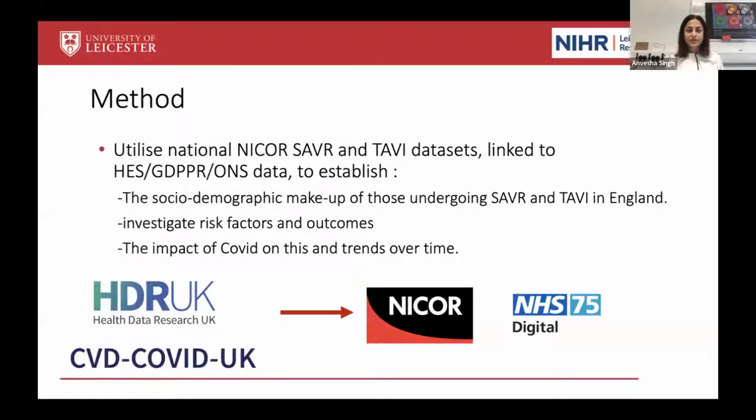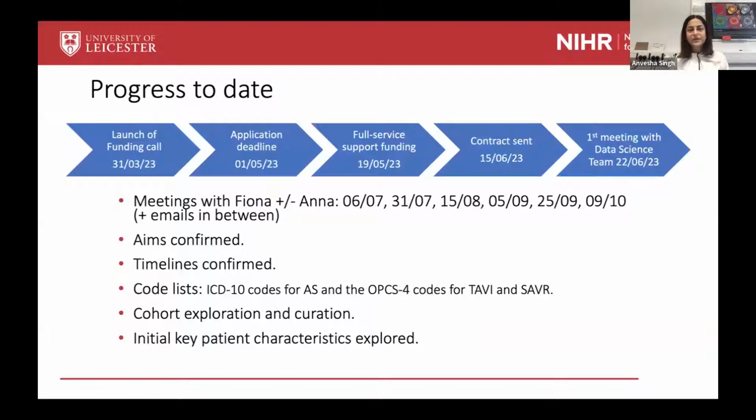So this project was originally referred as one of the CVD COVID UK consortium projects and already had approval at the time of applying for this funding. So just briefly, I'm going to talk about the progress so far since the funding was approved. As already mentioned by Sarah, this was a very rapid call and the launch was only 31st of March. And I was informed that the full service support funding was given on the 19th of May, so very quick turnaround. The contract setup was also equally quick, and I had my first meeting with the data science team on the 22nd of June.